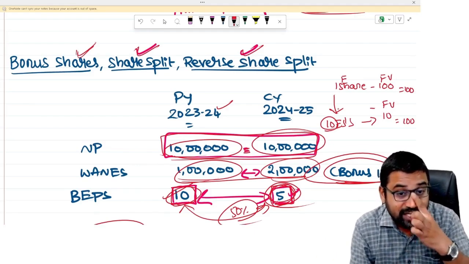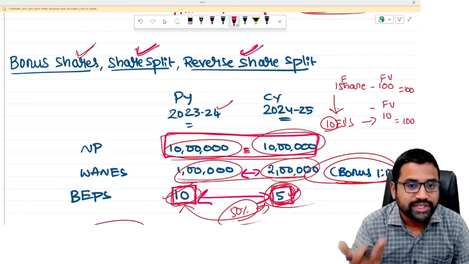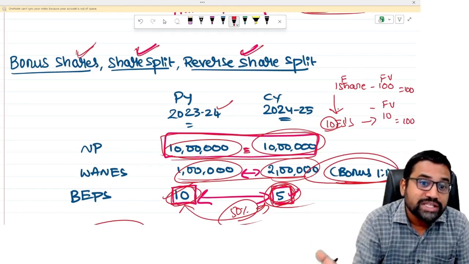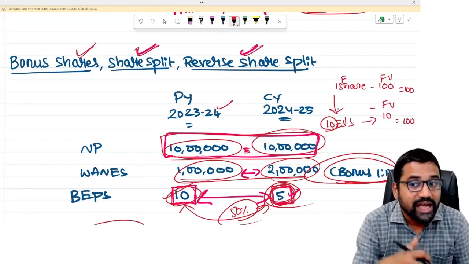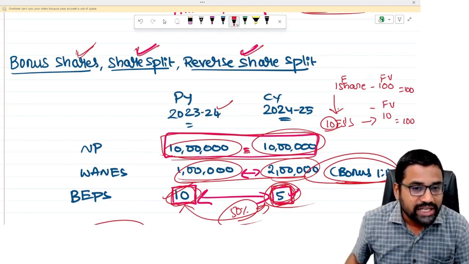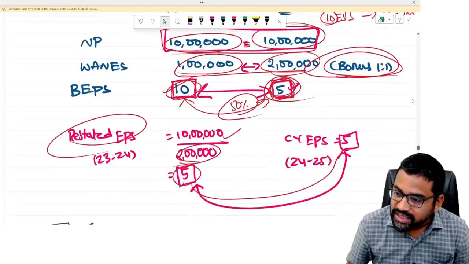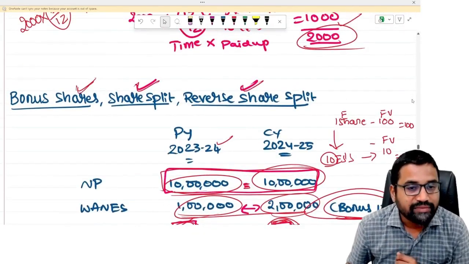Therefore, in the question, if there is a share split, what you need to do is check how many shares increased because of the share split. Those shares are there from the beginning of the last year, and we need to restate the last year EPS and compare it with the current year financial statements. Similarly, the same happens with a reverse share split.